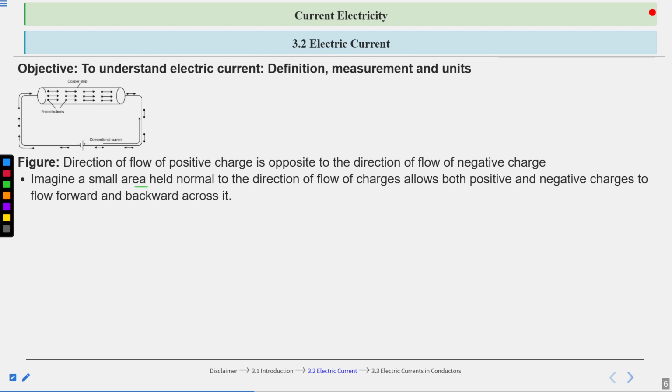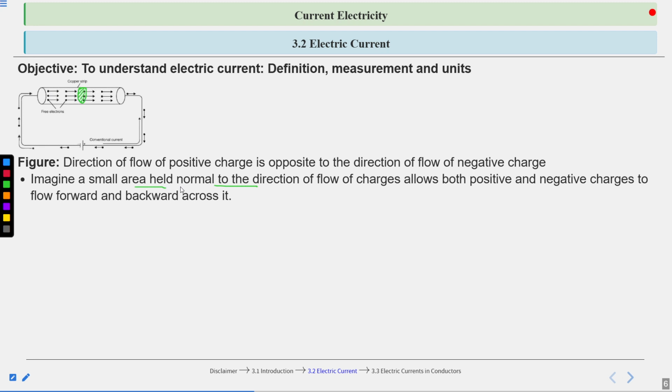Imagine a small area held normal to the direction of the flow of charges, which allows both positive and negative charges to flow forward and backward across it. Okay, we can assume a cross-sectional area in between like this, which is held perpendicular to the flow of electrons. It is a cross-sectional area, perpendicular to the length of this copper strip.